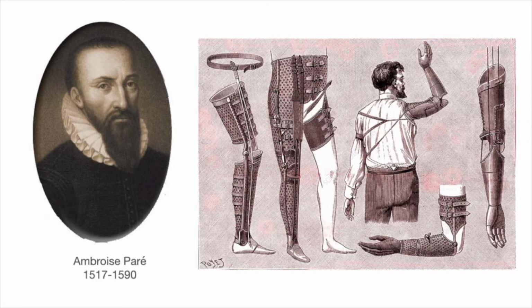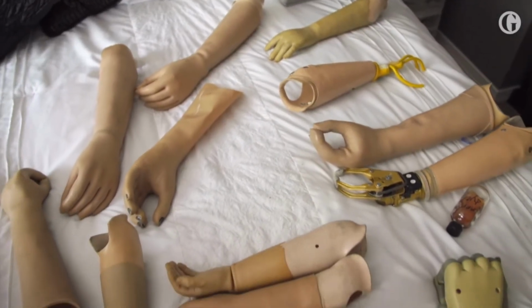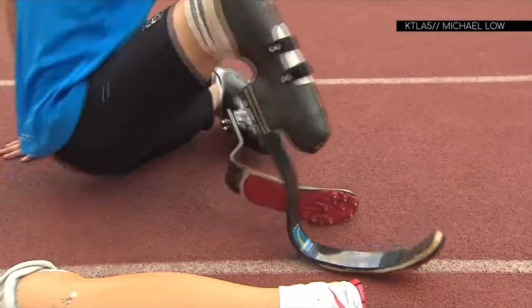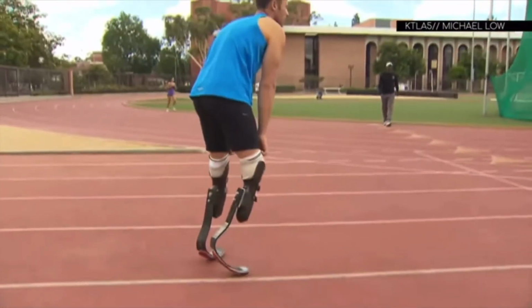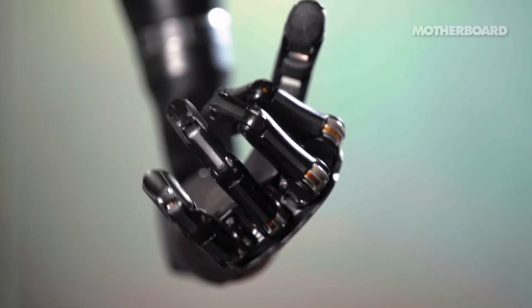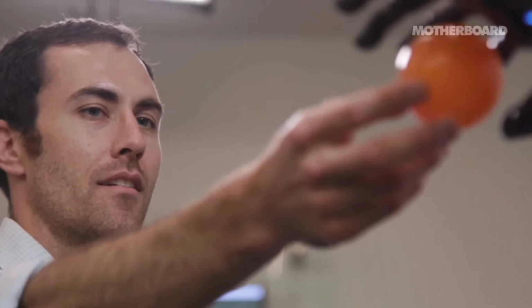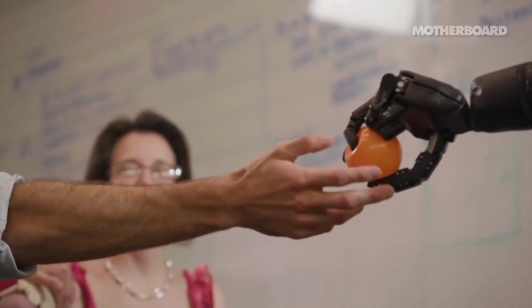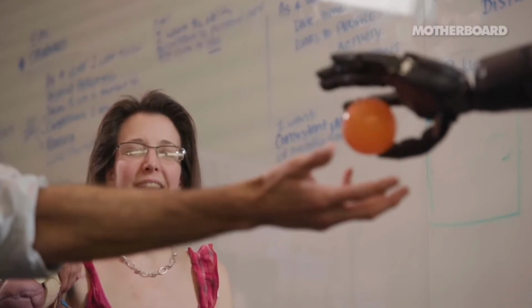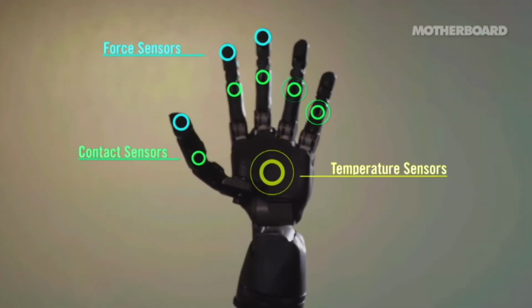And up until modern times, improvements in prosthetics, like better and lighter materials, better fitting prostheses, and prostheses that allowed for greater mobility, have arisen steadily but slowly. However, in the last few decades, advances in robotics technology have allowed for prostheses that can move in response to nerve impulses, much like a natural limb. Not only that, but some recent advancements allow the wearer to not just control the device with their brain, but also to feel sensations like heat and pressure with the device.